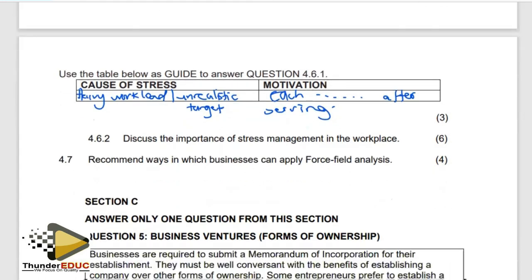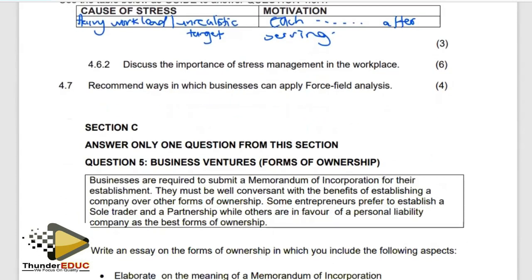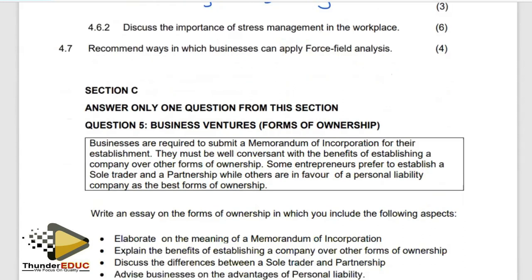Discuss the importance of stress management. It is very important to understand that stress is very dangerous in the workplace. And if it's not managed properly, it may lead to trauma and it may cause a lot of challenges. It can cause health issues. The staff members may become sick because of stress.